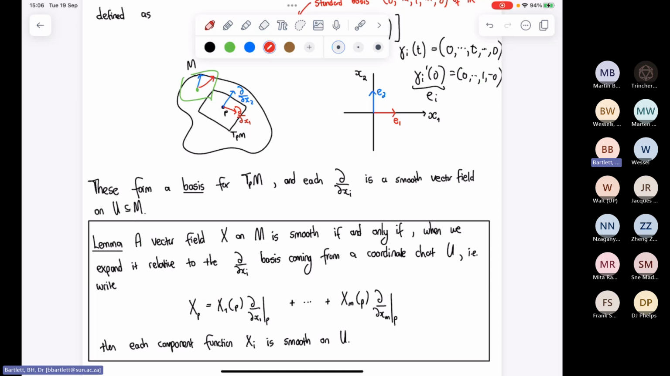And so since I've got a basis for the tangent space, it means that any vector in the tangent space can be expanded in terms of these basis vectors. And that's going to give me a bunch of functions, X1 up to Xm. And if I run through the definition of what a smooth vector field is, it's equivalent to saying that these functions here, the component functions, must be smooth.